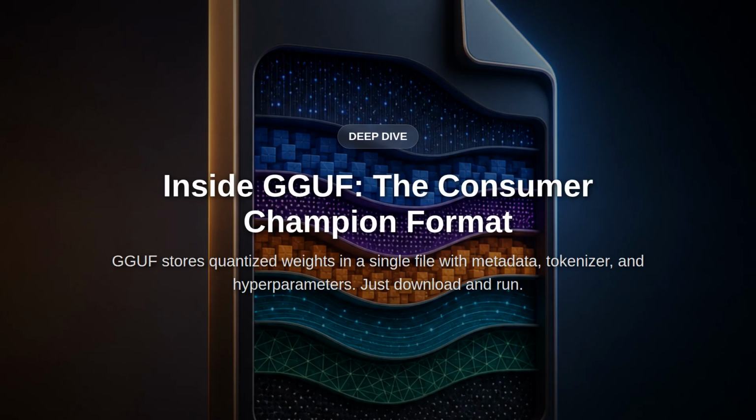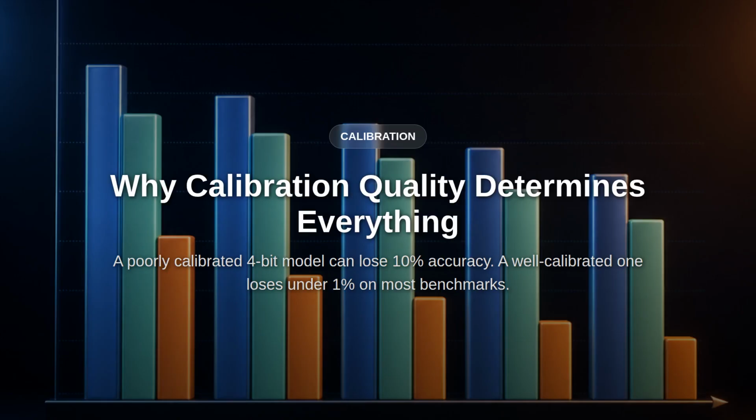The quality of a quantized model depends almost entirely on the calibration process and the calibration dataset. Calibration involves running a small set of representative text samples through the full precision model and measuring the activation statistics. These statistics guide the quantization process by identifying which weights and activation ranges matter most. A well-calibrated 4-bit model can retain over 99% of the original FP16 accuracy on standard benchmarks like MMLU, HumanEval, and GSM8K. A poorly calibrated one using random text or the wrong domain data can lose 10% or more, which completely defeats the purpose of quantization.